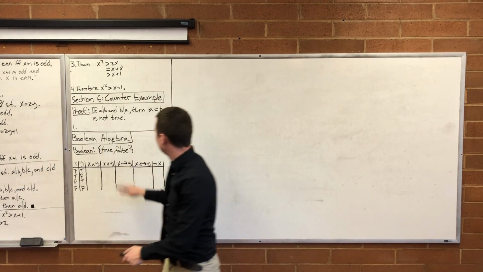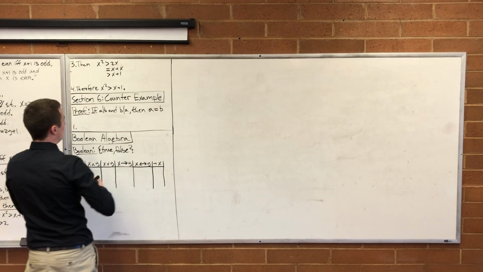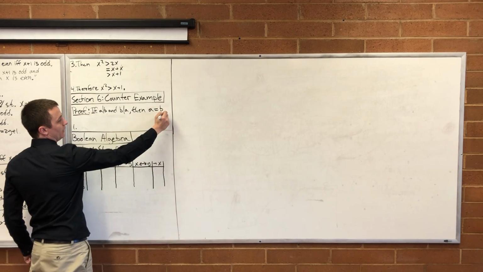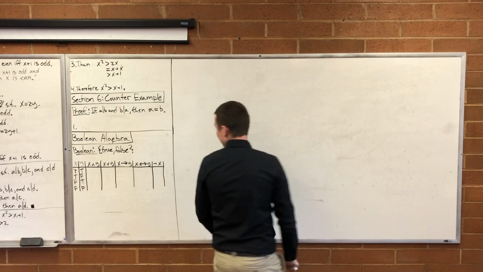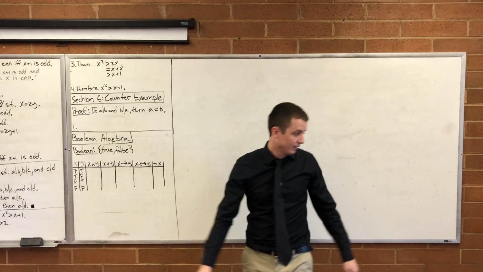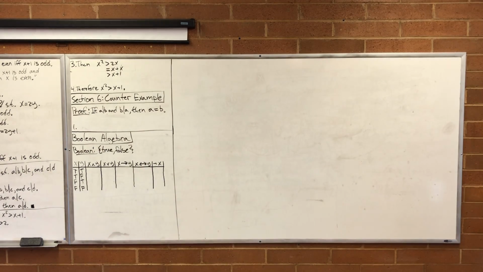So I want you to do that now. Here's a statement I want you to disprove. Prove that if A divides B and B divides A, then A equals B. Start working on that, see if you can figure it out.